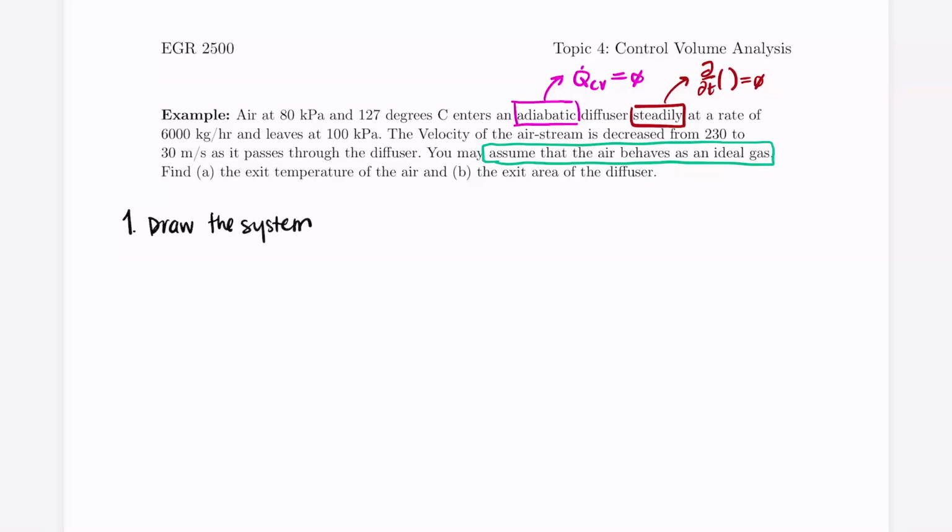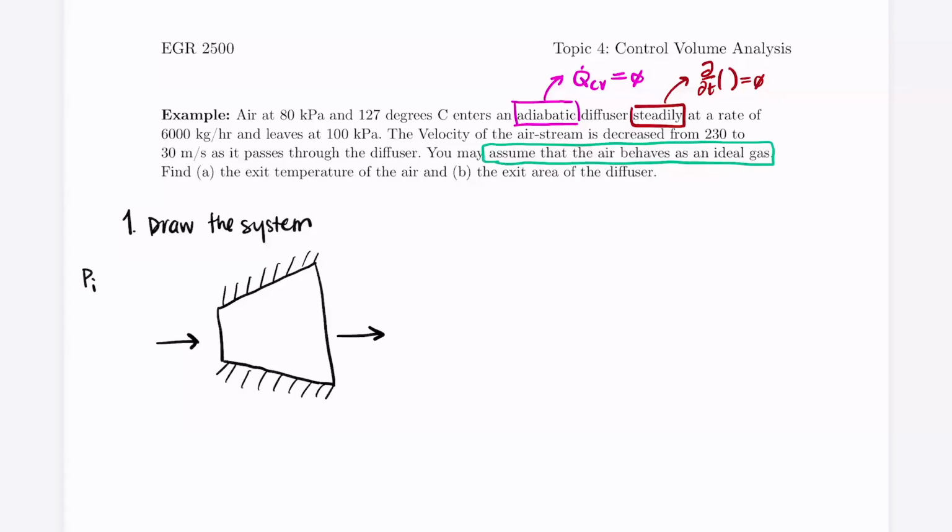So we have a diffuser. A diffuser means that its inlet area is smaller than its exit area. So we have our inlet and our exit that are going to look like this. It's adiabatic, so I'm going to draw little hash marks around it because that's generally in pictures how we show that something is insulated. All right, and we have our inlet condition over here.